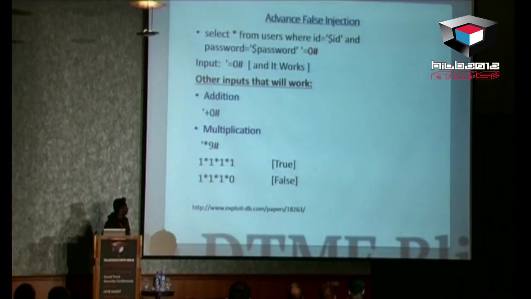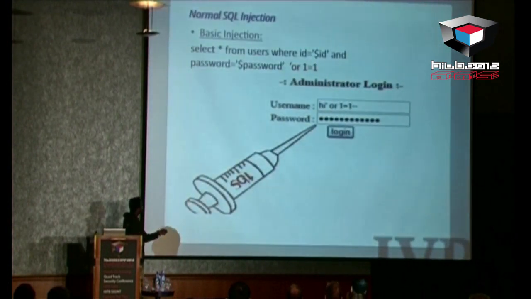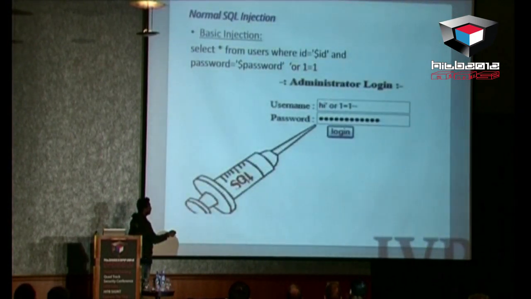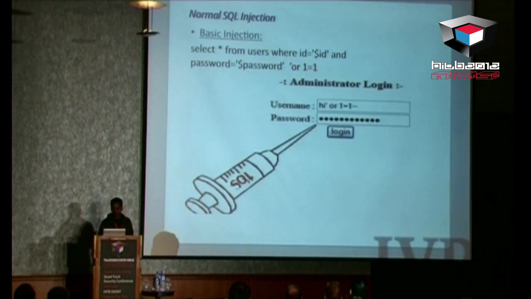This is called true injection, and there is another concept called false injection. Previously, we entered a value which is high, then we terminated with a semicolon, then we equated with or 1 is equal to 1. That means ignore this part. If this is right, it's authenticated.